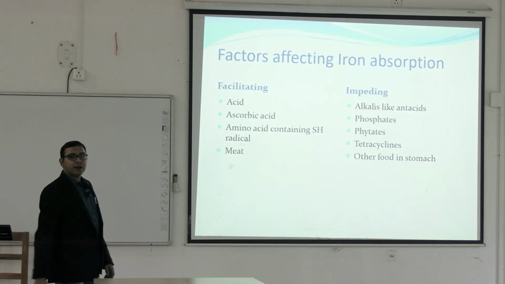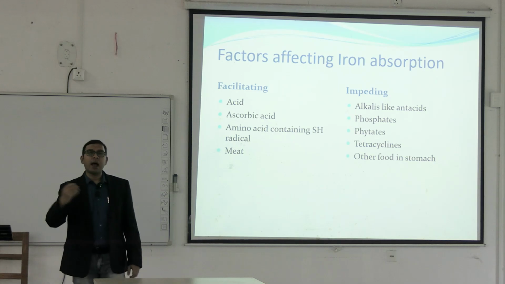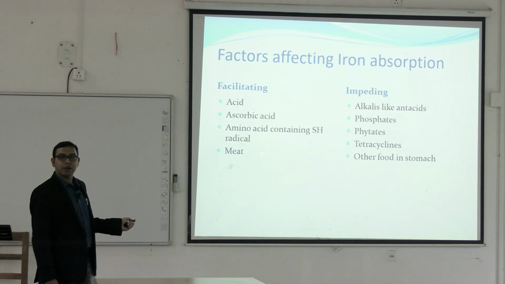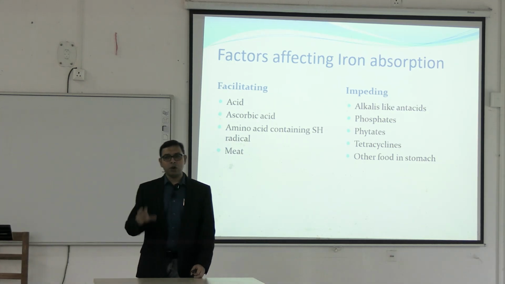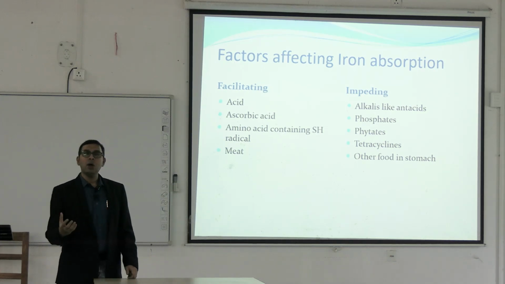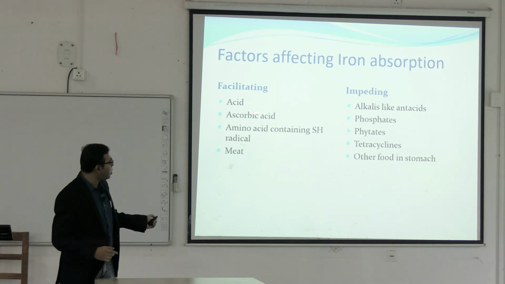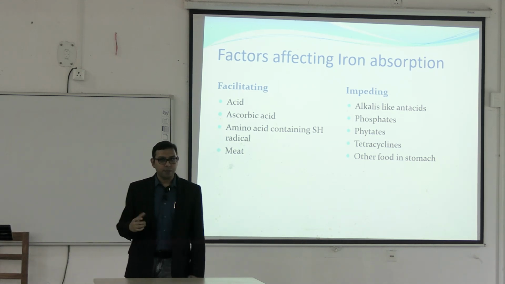There are some factors that affect the iron absorption. Some things facilitate iron absorption, like acid, ascorbic acid, amino acids that contain sulfhydryl radical, and meat. So usually when a patient is in a very iron deficient state, we can tell the patient to take the iron with some fruit juice or some vitamin C tablets, because vitamin C or ascorbic acid facilitates more iron absorption.